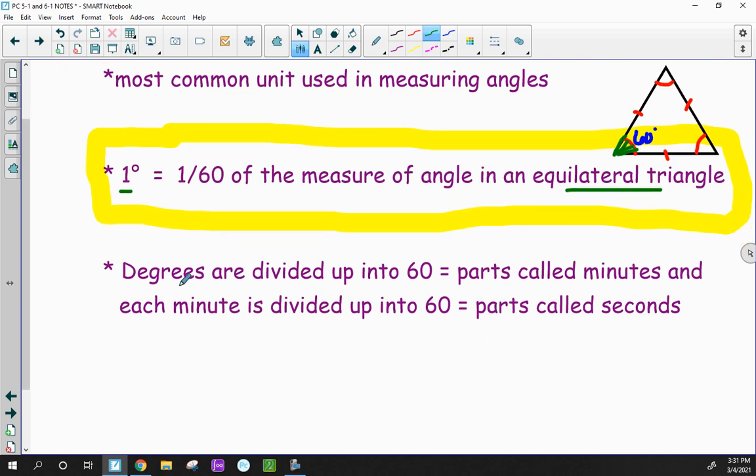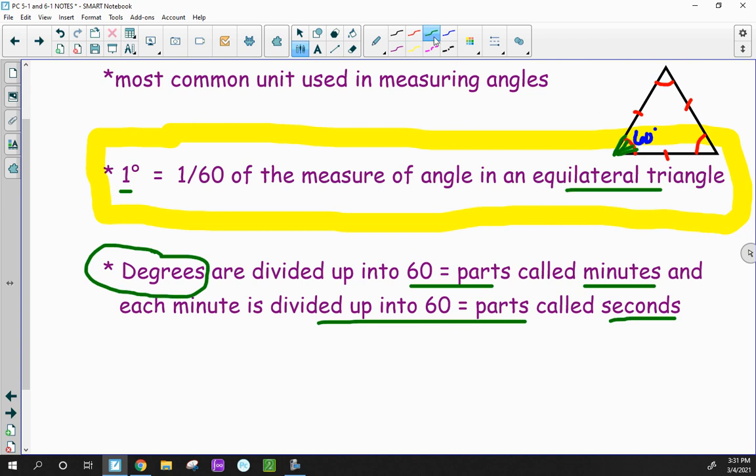Degrees can be divided up into 60 equal parts, and those are called minutes. Each minute can be divided up into 60 equal parts called seconds. You are used to just measuring angles with degrees up until now. What we're going to learn today is how to take an angle and divide it into degrees, minutes, and seconds.